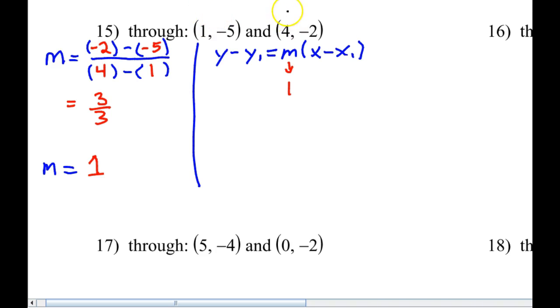It doesn't matter, so I'll pick this one. If you pick the other one, you'll get the same answer. So my y is -2, and my x is 4. Alright, so let's plug these in. So we got y equals, there we go.